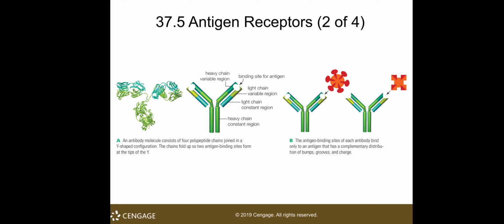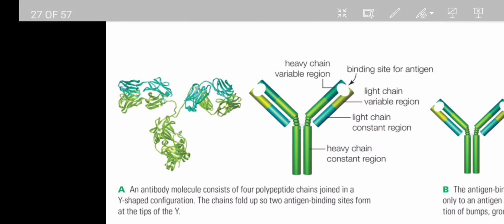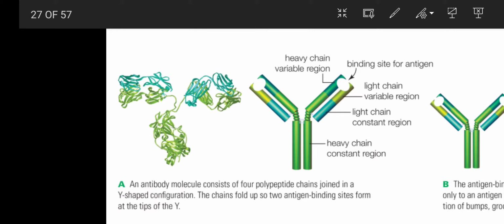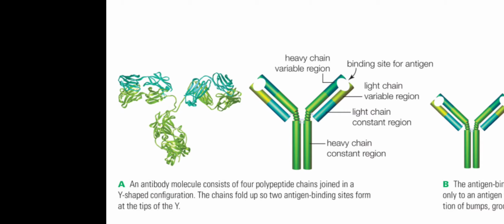Here is a more close-up view of our antibody. You have antibodies, basically a protein. It's not a cell. It is Y-shaped. This is what it looks like in the ribbon model. It's a protein, so you have here the coils and loops of the protein.